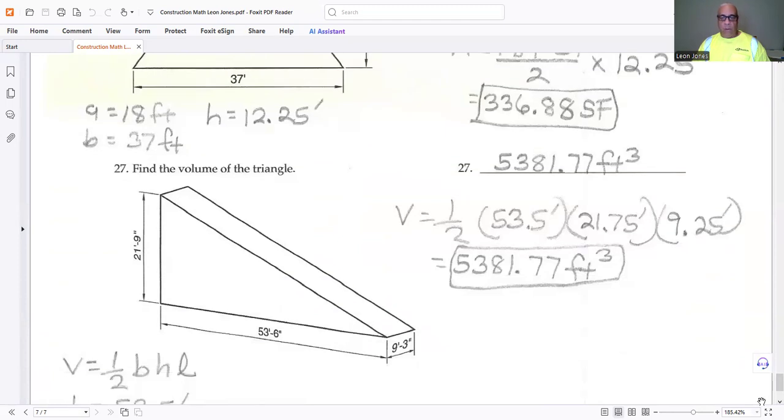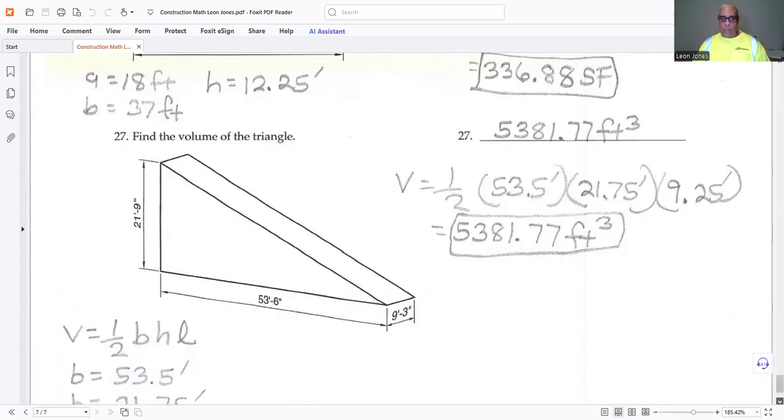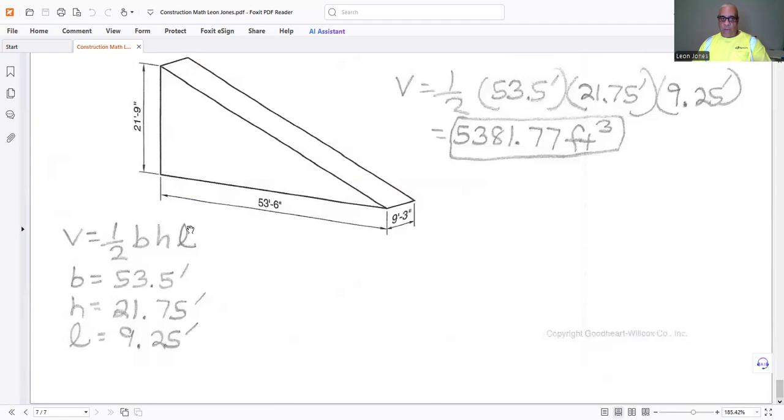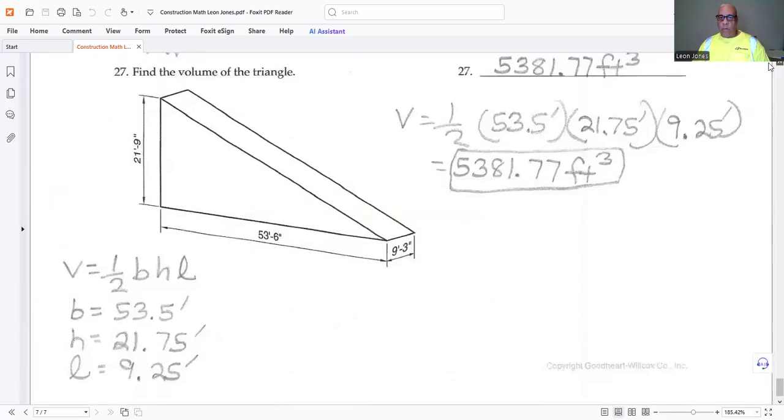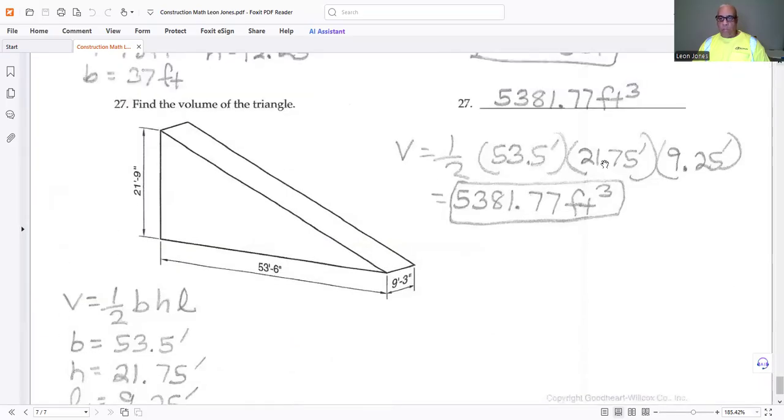Find the volume of a triangle. Again, 1/2 base times height times length. You get everything that is known. You write your formula out as well. And then you plug all of your known information into your formula, compute, and you have your answer. That is your volume. As you see, I have the formula, I have all my information, so I can put it in my work to get the answer.